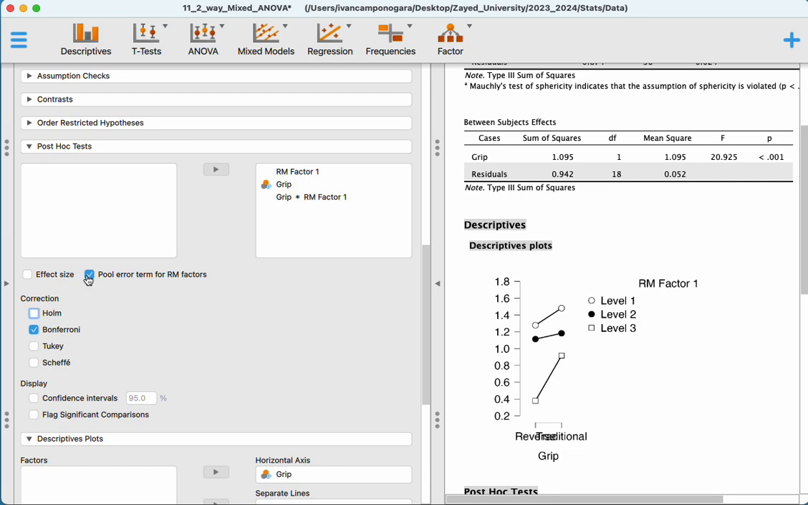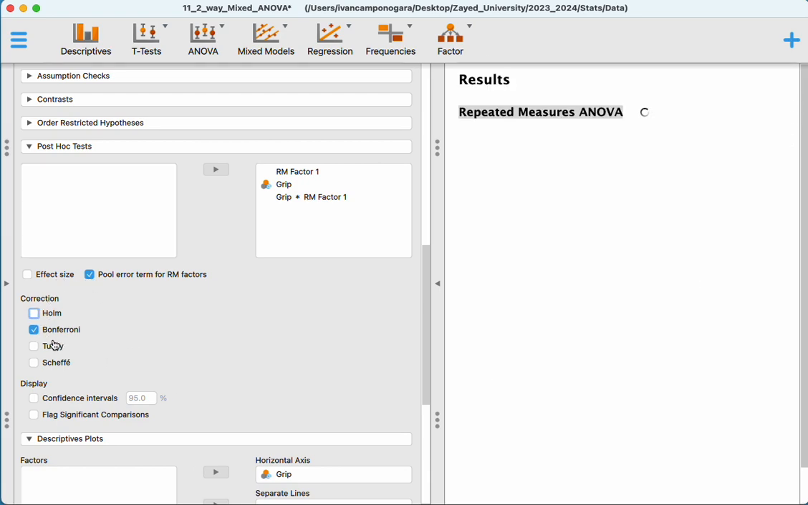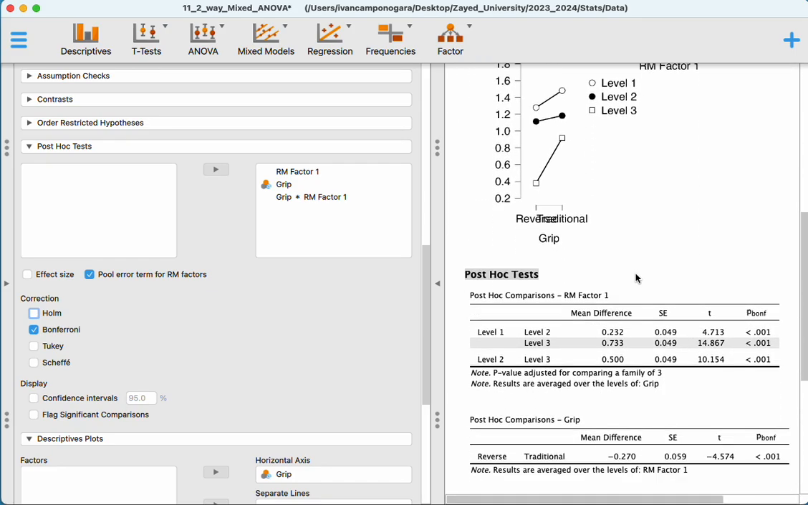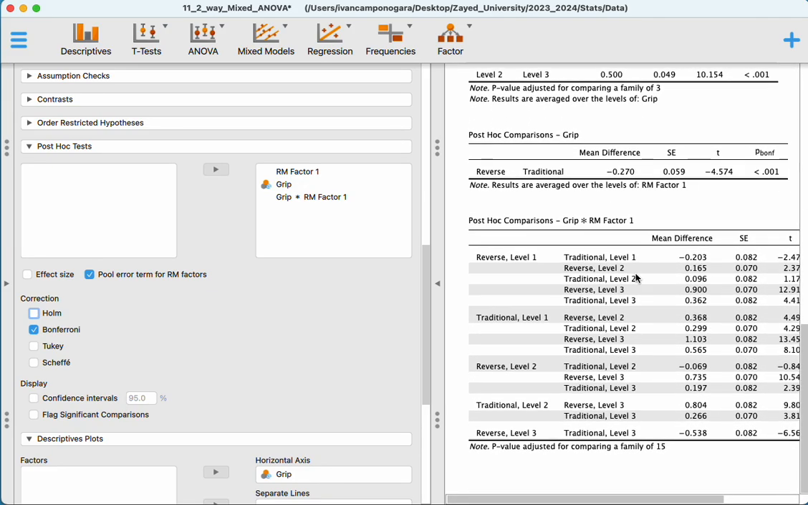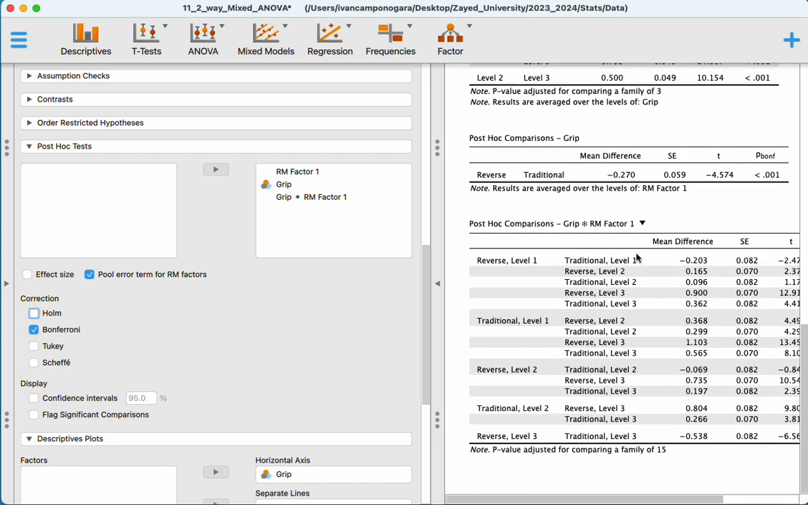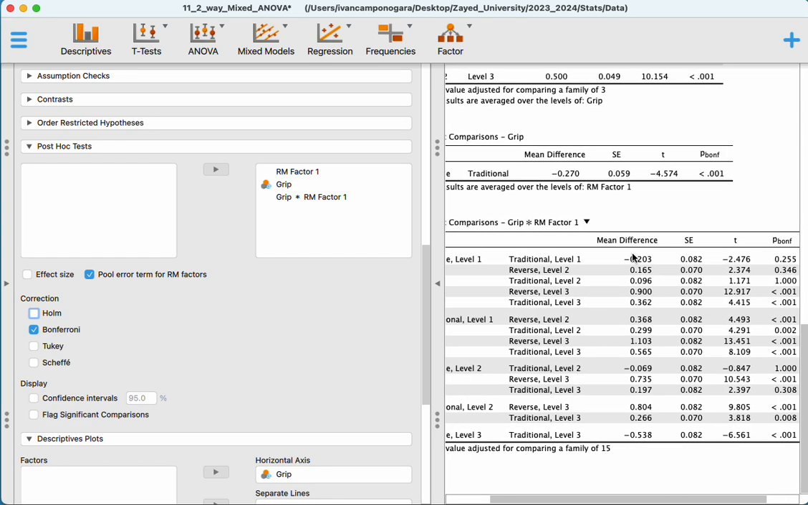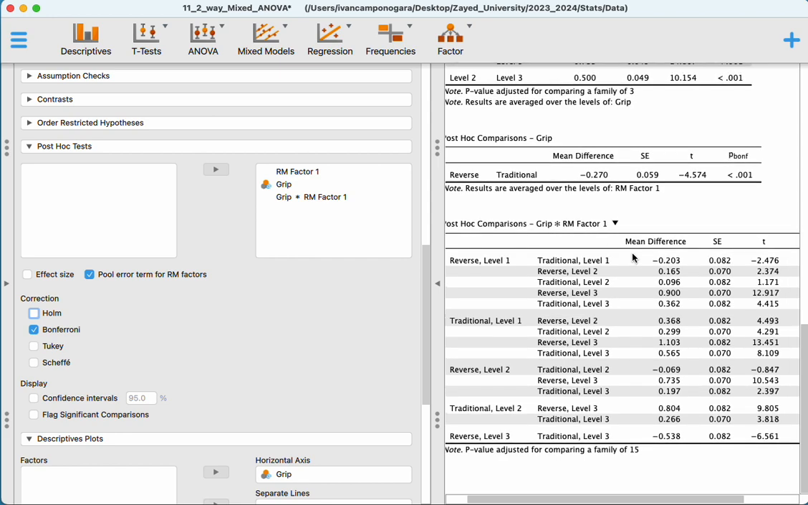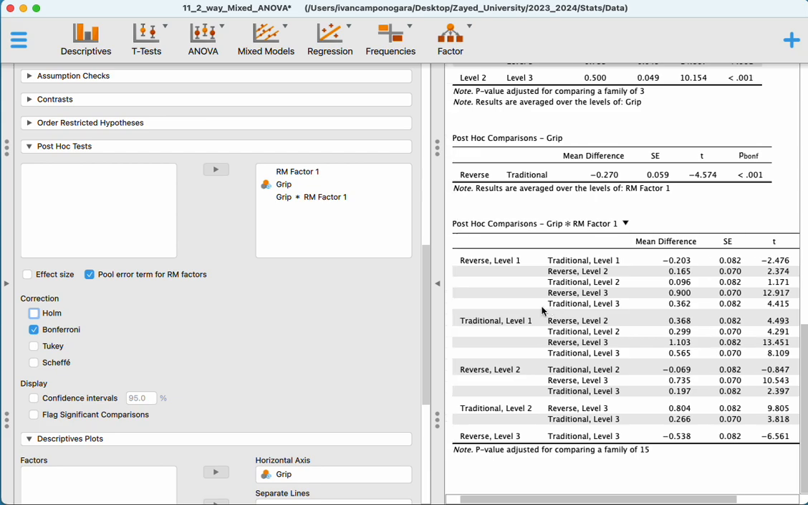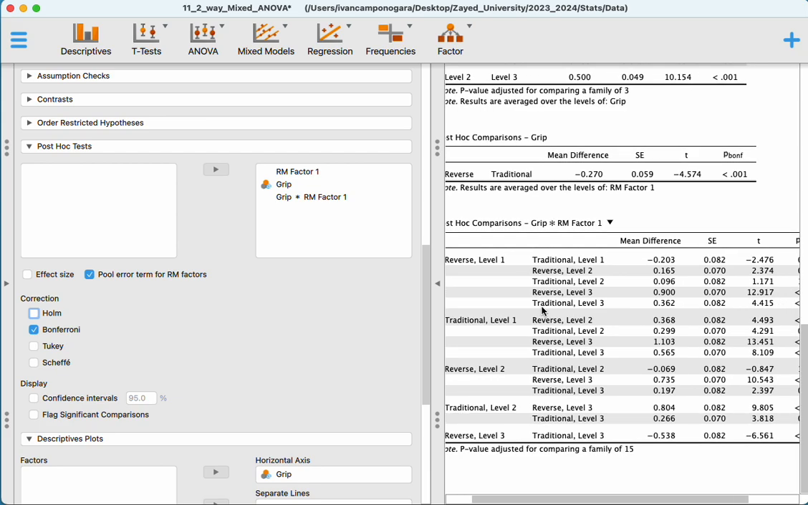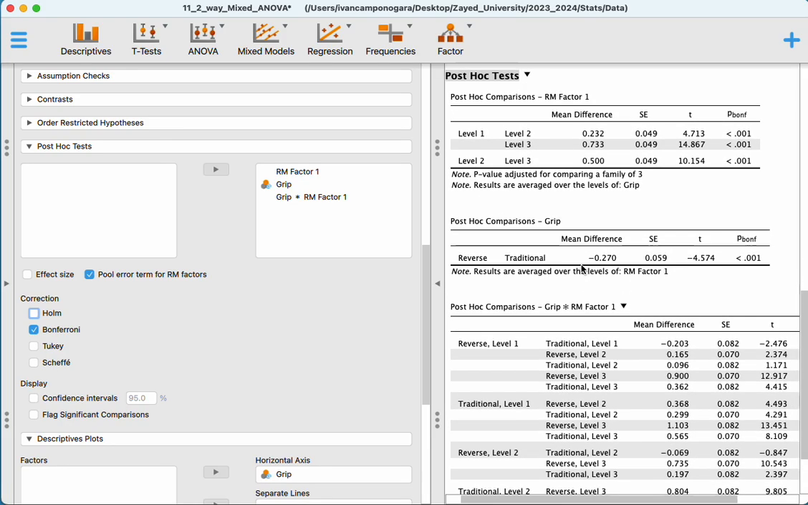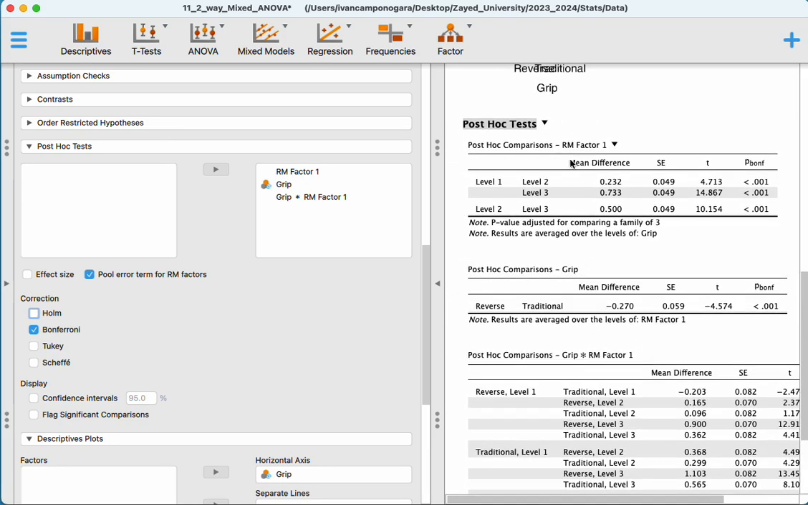And we want the Bonferroni correction. Now this is calculating that, and here you have all the comparisons, okay? Now if you check here, you have the post-hoc test. First we start from the first.